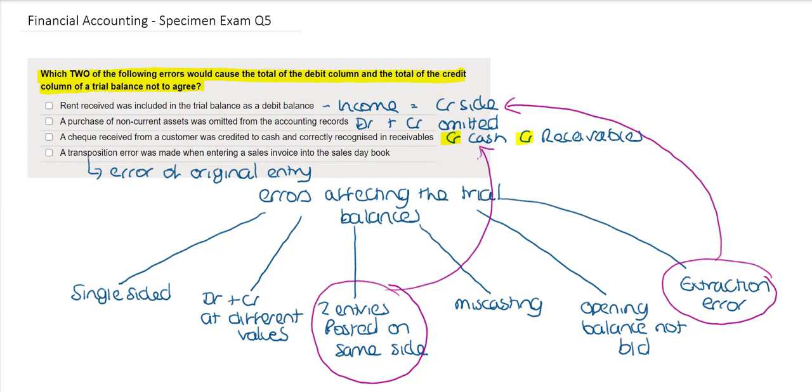And so now looking at the answers to select for this question, we can see that the first option, the rent received being included in the trial balance as a debit balance, would have led to our trial balance not agreeing, and also our third option, the check received from a customer being credited to cash and also credited to receivables. And so our first and third options are the correct answer.